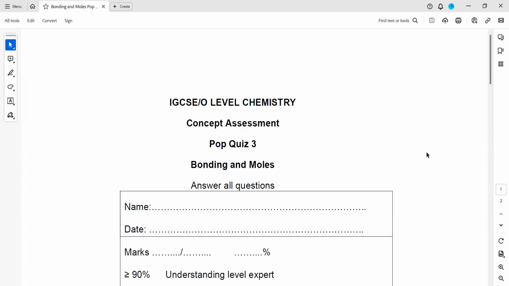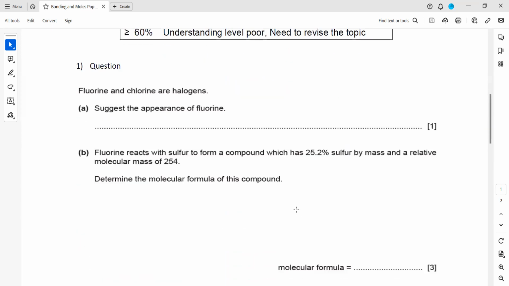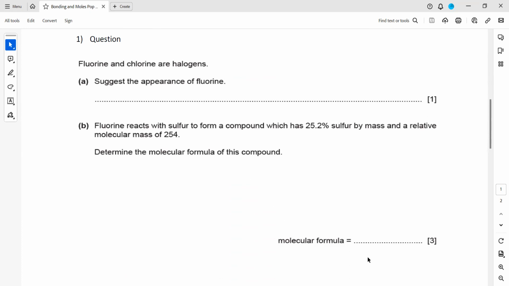So this one is pop quiz 3, which was related to bonding and the moles. In the first question, fluorine and chlorine are halogens; they ask for the appearance of fluorine. Fluorine is light yellow or pale yellow, and chlorine is yellowish green. So they ask for fluorine, so it will be pale yellow.